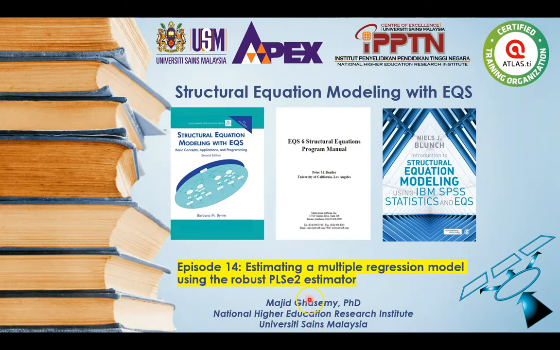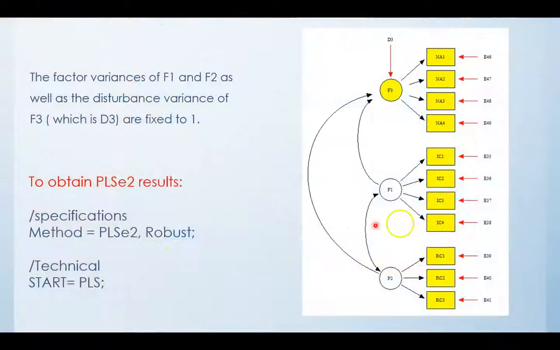In this video I'm going to show you how a multiple regression model can be estimated using the robust PLSe2 estimator in EQS. So this is our multiple regression model. We have two predictors. Factor 1 is interpersonal conflict with 4 items and factor 2 is role conflict with 3 items. They are correlated and both of them predict our factor 3, which is negative effect with 4 items.